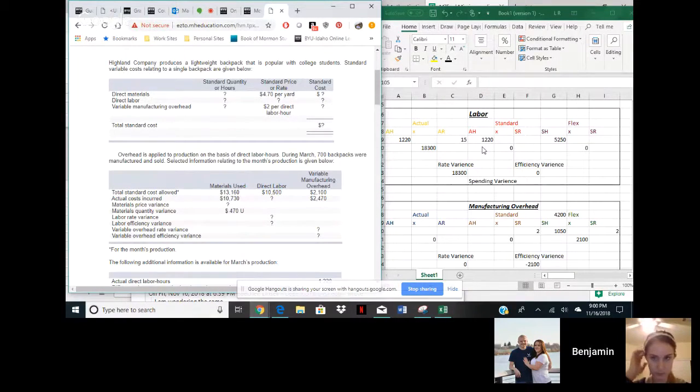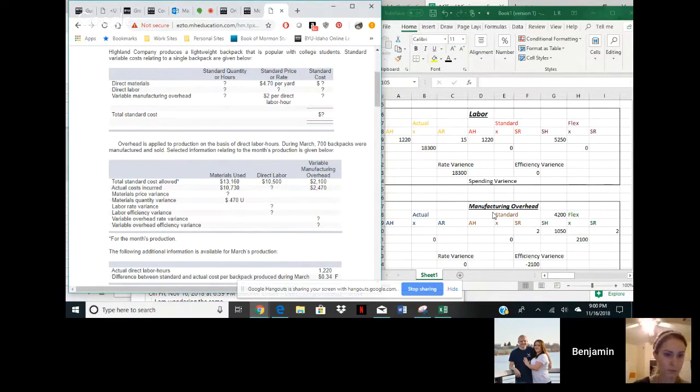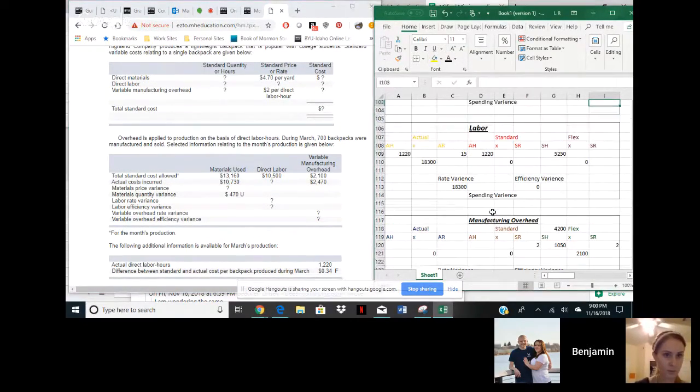Like charts, and then fills in the piece of information that he gets. And from those pieces of information, you should be able to figure out what you're missing, or fill in the numbers that you're missing. So I have one for labor, and then manufacturing overhead, and materials somewhere up here.